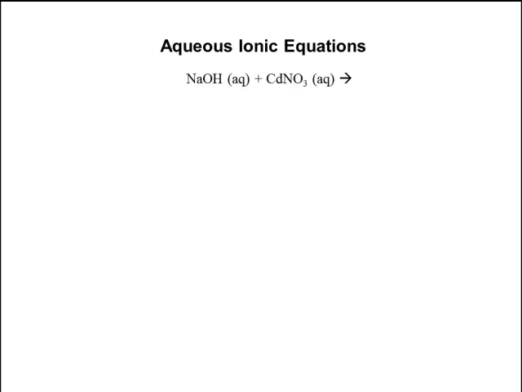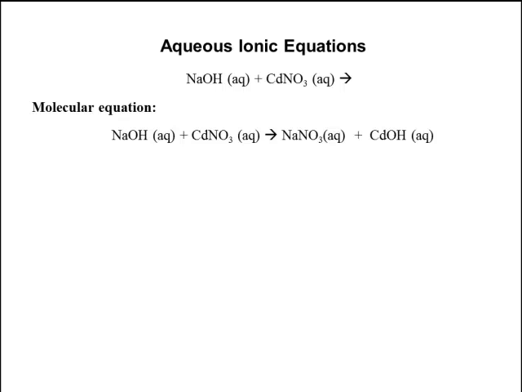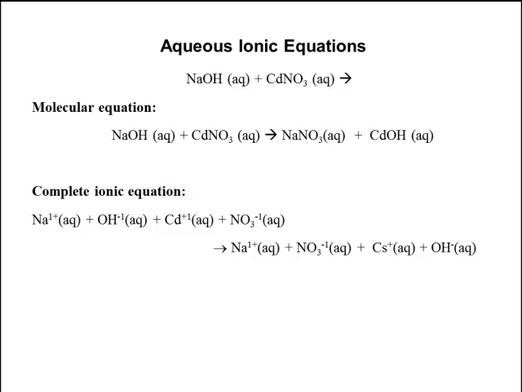So I've got sodium hydroxide plus cadmium nitrate. So again, I need to predict the formulas for the products first. Then I need to predict the phases of those products. Then I balance the overall equation. So doing that gives me the molecular equation, and I end up with this balanced overall molecular equation. Now I can write the complete ionic equation, so everything that's aqueous I break up into its ions. And in doing that, you can see I end up getting everything broken up into its ion form.